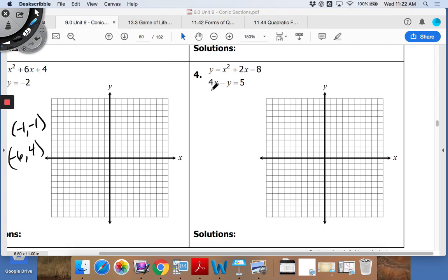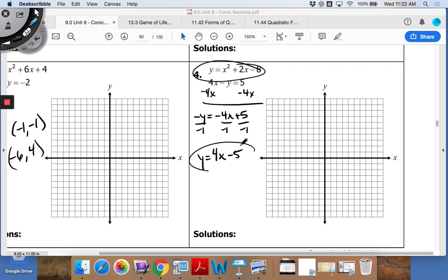So this one I would subtract 4x from both sides, and I would get negative y equals negative 4x plus 5. Then I would divide by negative 1, so I would get y equals 4x minus 5. Now I have them both in y equals, and when you graph them on your calculator, you would get (negative 1, negative 9) and (3, 7).